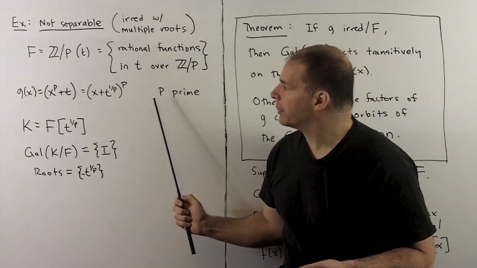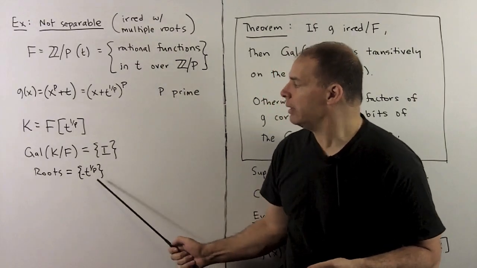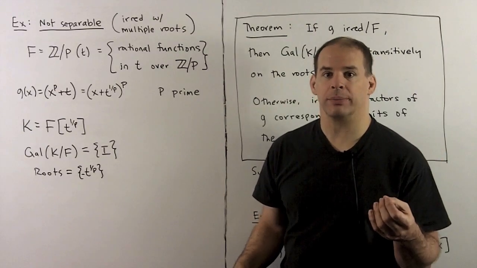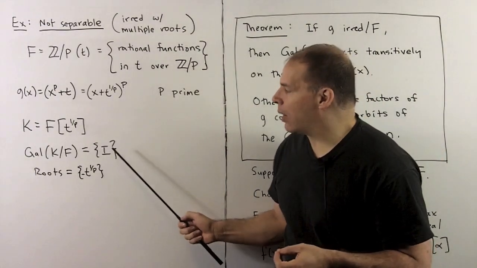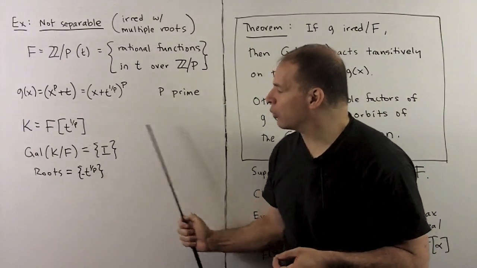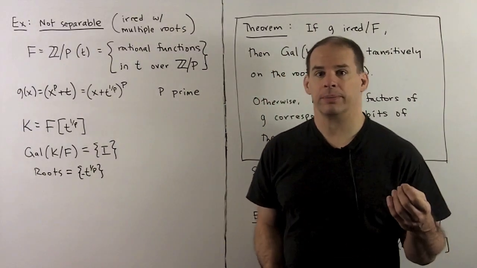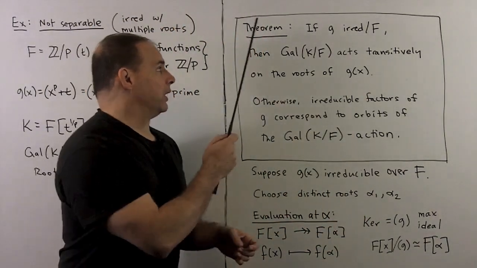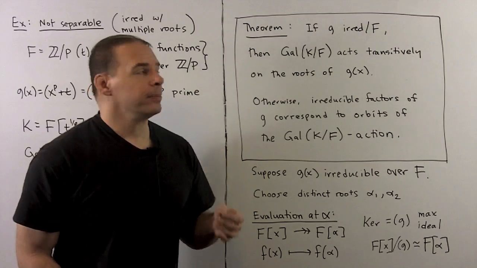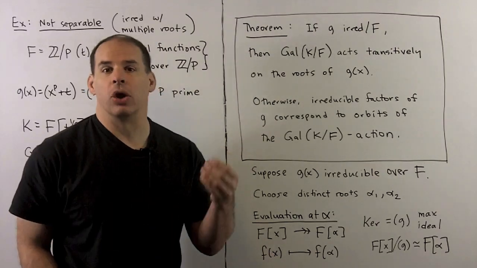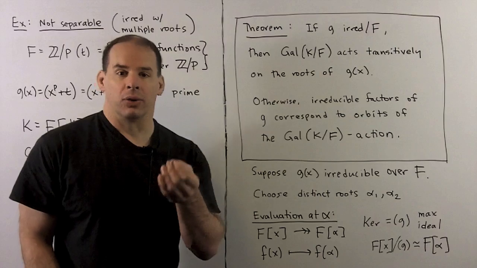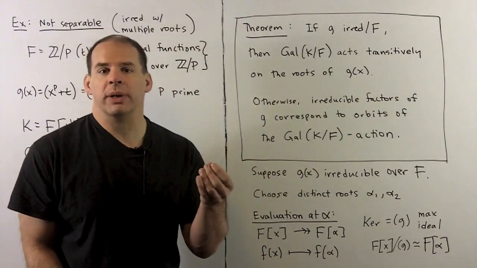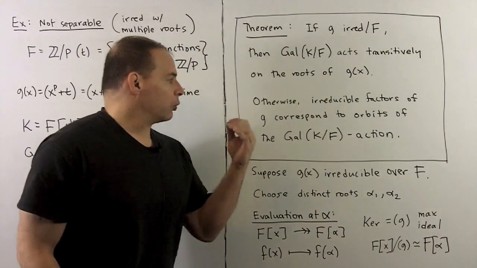Now, in this case, we have a single root with multiplicity p. So the Galois group is trivial. It consists only of the identity automorphism. We note the Galois group still acts transitively on the root set if we ignore multiplicities. Now, that holds in general. So theorem: if G is irreducible over F, then the Galois group acts transitively on the root set of G. Otherwise, if G is reducible, then the irreducible factors of G correspond to the orbits of the group action on the roots.